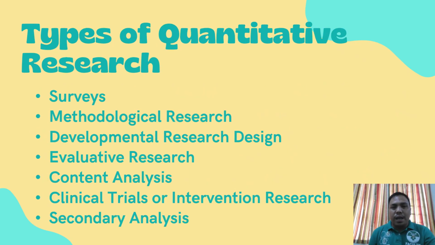These are the types of quantitative research. It includes several types or designs that help researchers collect and analyze measurable data systematically. Surveys are used to gather information from a large group of respondents through questionnaires or interviews to describe opinions, behavior, or characteristics. We have methodological research, focused on developing, testing, and improving research instruments or procedures to ensure accuracy and reliability. Developmental research design studies growth and change over time, often used in education and psychology to understand patterns of development.